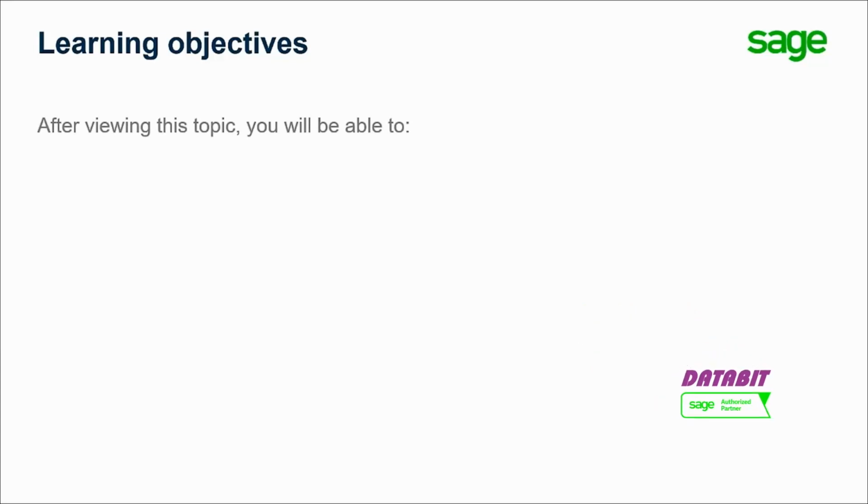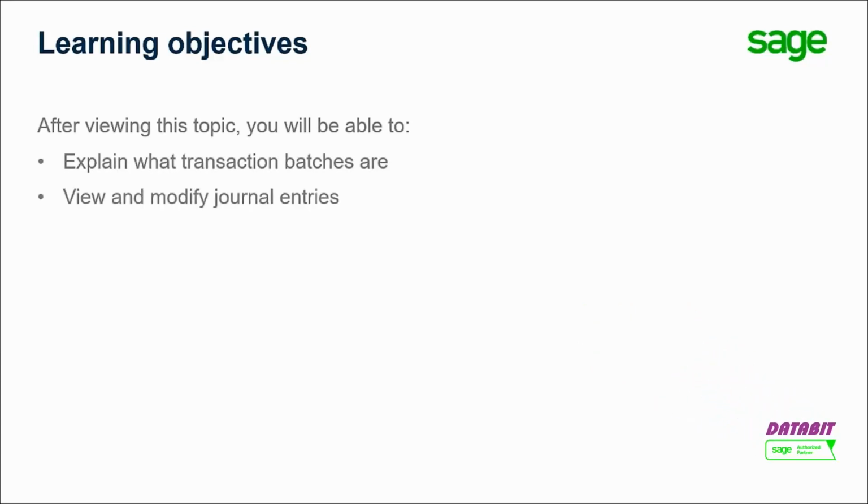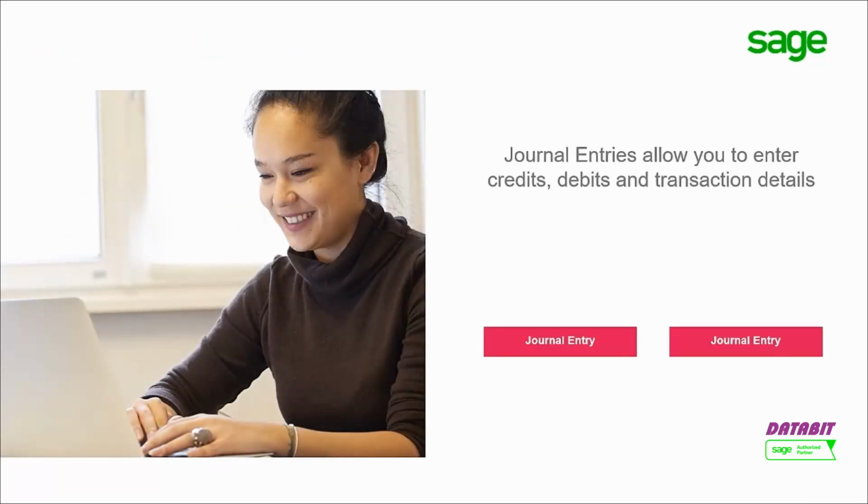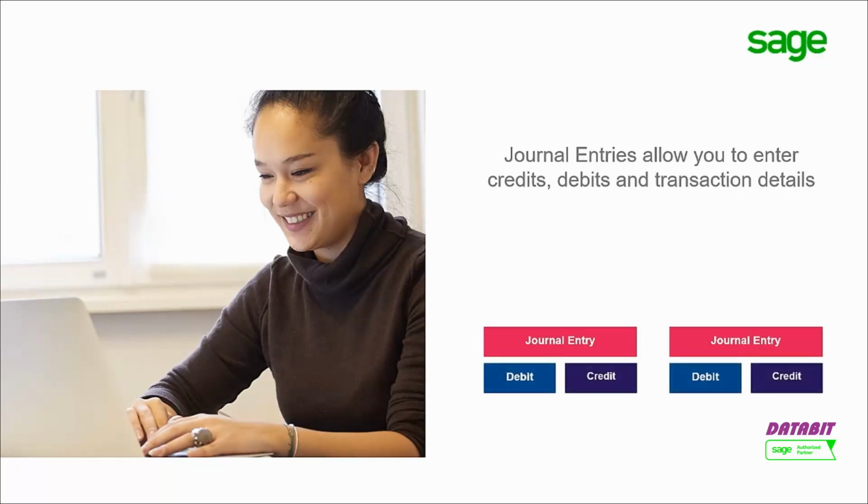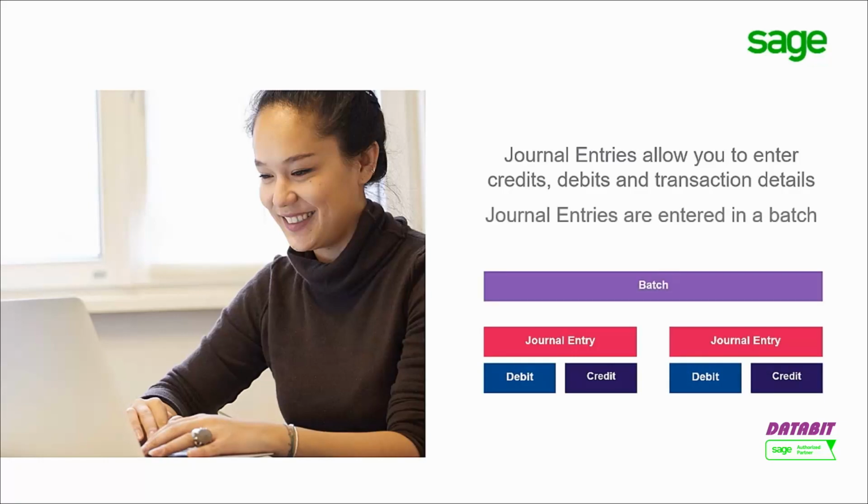In the next few minutes, we will explain what transaction batches are and show you how to enter journal entries in a batch in the general ledger. The general ledger journal entry window allows you to record general journal entries and record all the transaction details for those debit and credit entries.